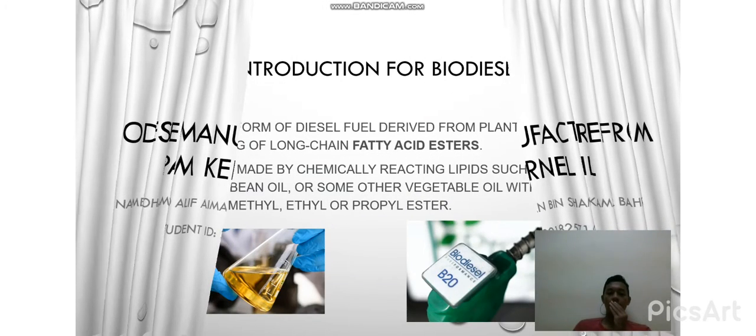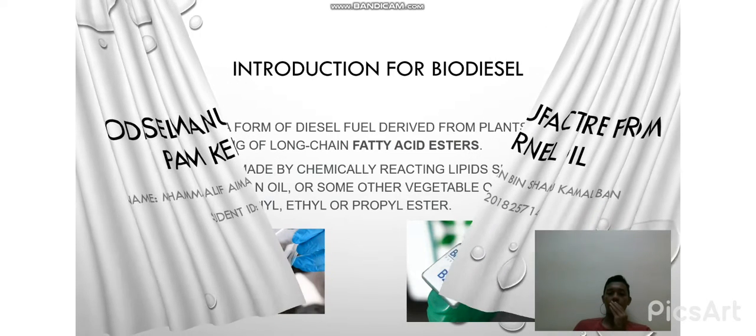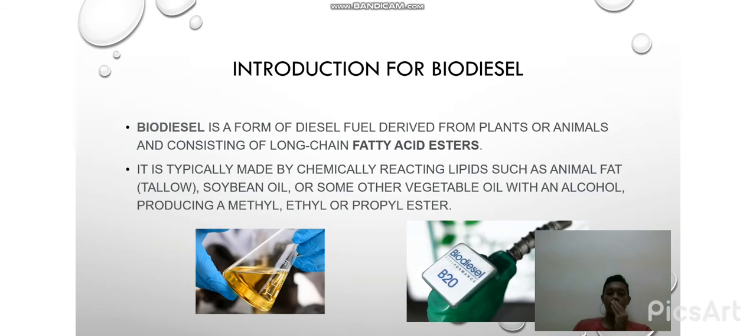Introduction to biodiesel. Biodiesel is a form of diesel fuel derived from plants or animals and consisting of long-chain fatty acid esters. It is typically made by chemically reacting lipids such as animal fat, tallow, soybean oil, or some other vegetable oil with an alcohol, producing a methyl, ethyl, or propyl ester.